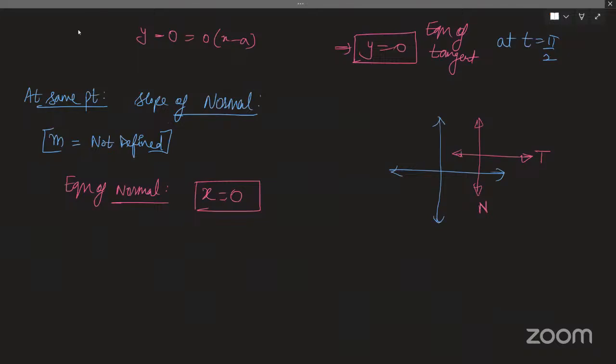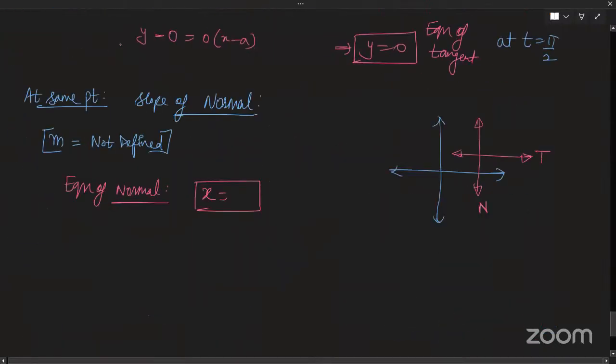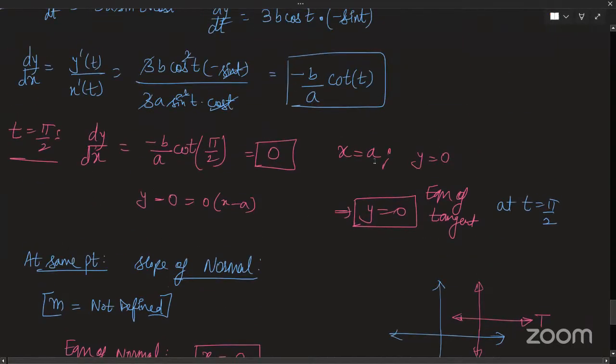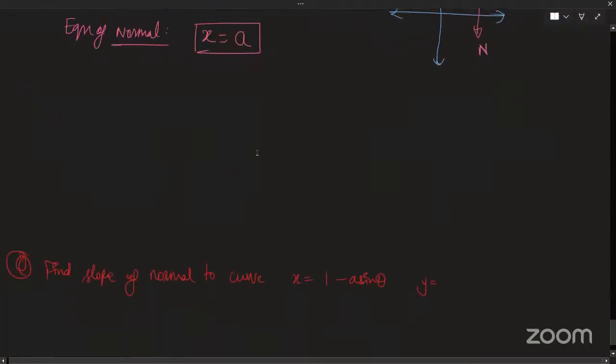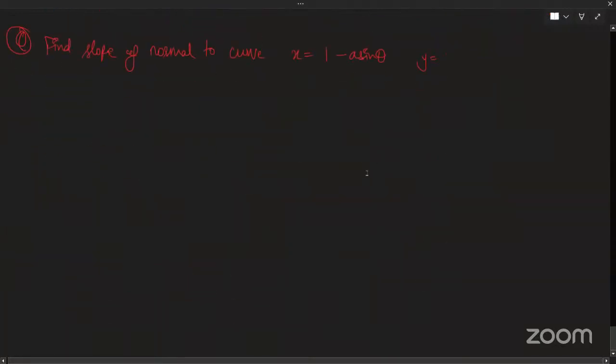Just a minute. I think x is not equal to 0. At this point, x is a. So x is equal to a will be the equation, right? Because the value of x is a, not 0. The point is a comma 0, not 0 comma 0. Yes, sir. So the equation of normal will be x is equal to a, not x is equal to 0.